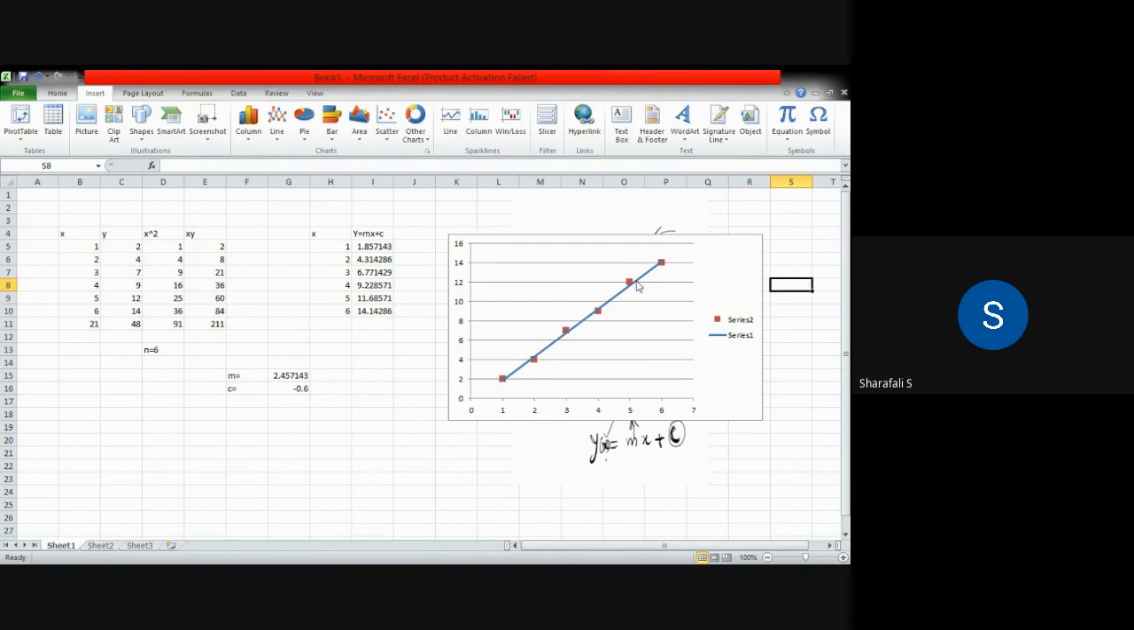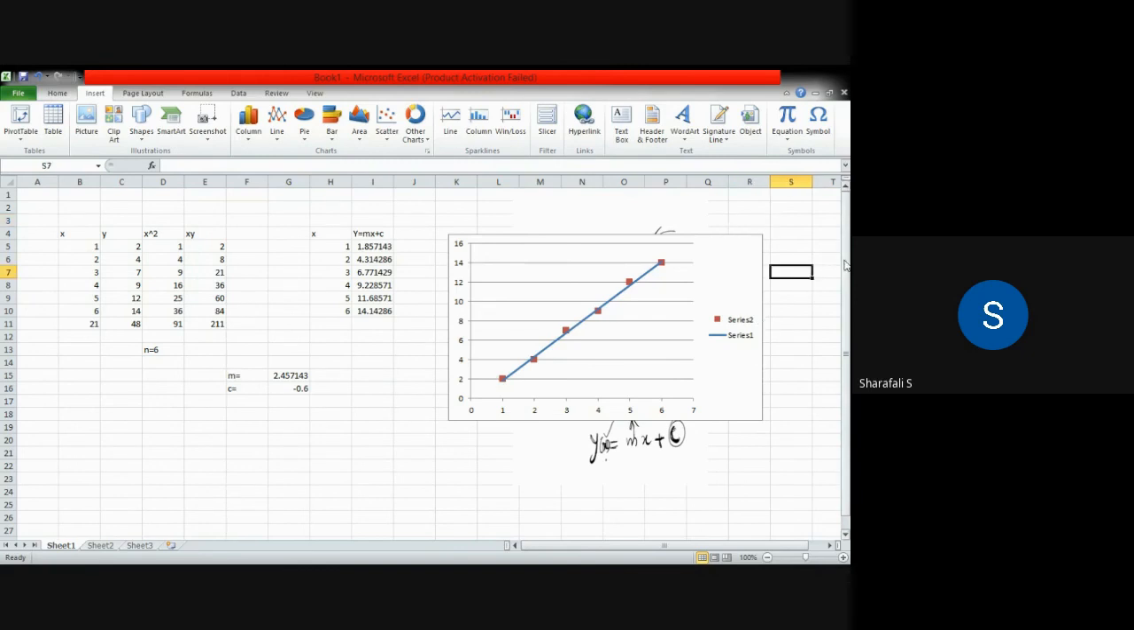So this blue line represents the curve fitting, the straight line fitting the data points given in this problem, and the slope of that line is m, that is 2.457, and the constant c, which is minus 0.6. So this is the method, the least square method. Here we have used only the straight line. Similarly, you can use the same method with the exponential curve also.